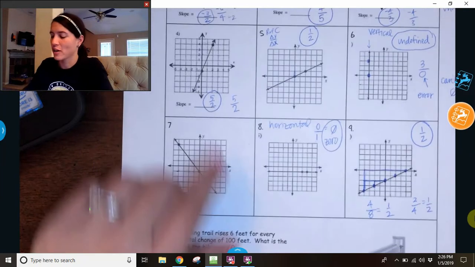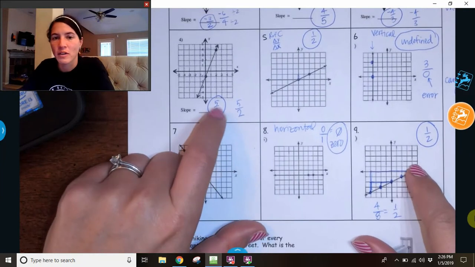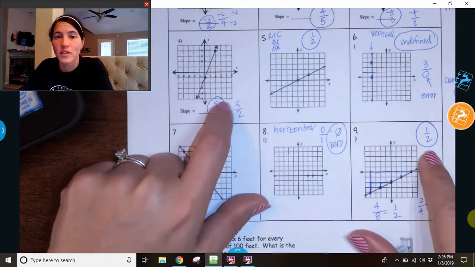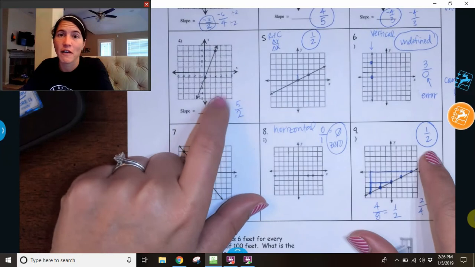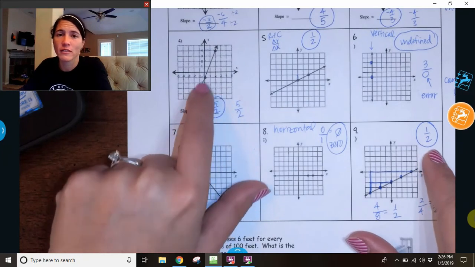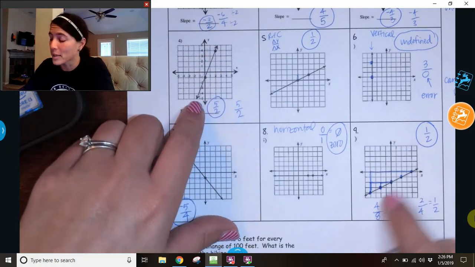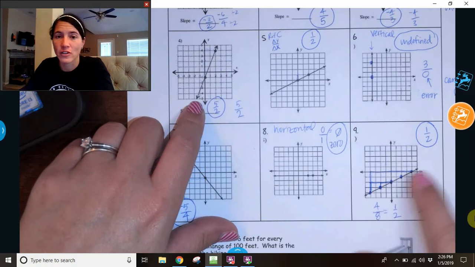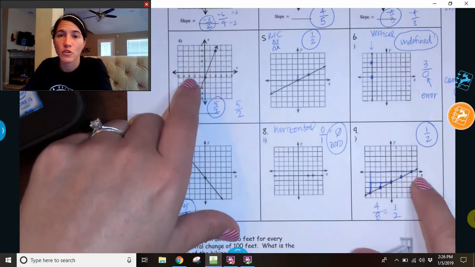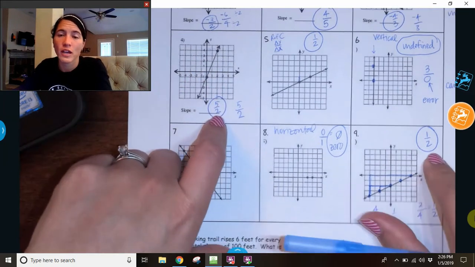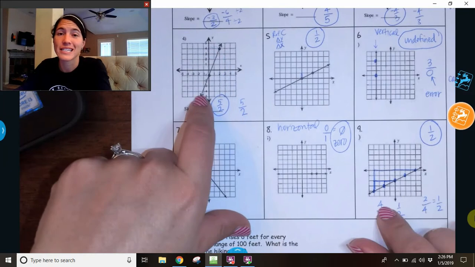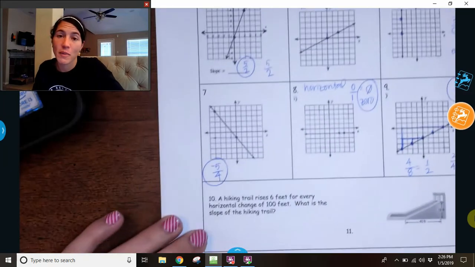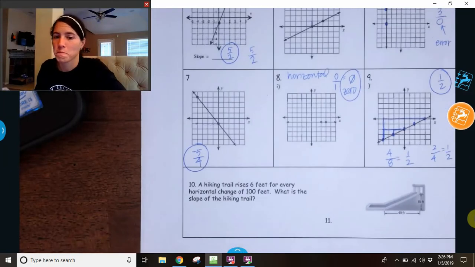And just comparing these two slopes for a minute. We have 5/2 and we have 1/2. So this number is bigger. We should see that 5/2 is bigger than 1/2. And look at the line. This line is a lot more steep than this line. This line's a little flatter and this one's real steep. And so the value of your slope is directly related to how steep your line is going to be. The bigger the slope, the more steep it's going to be.